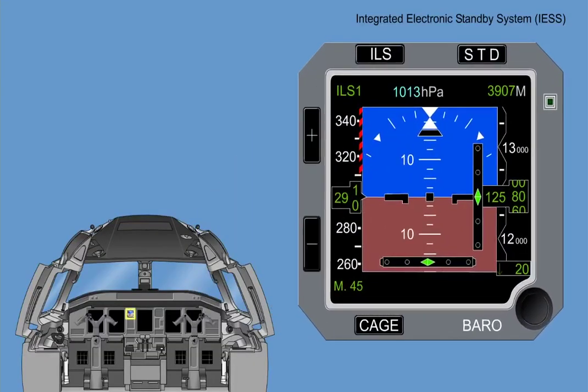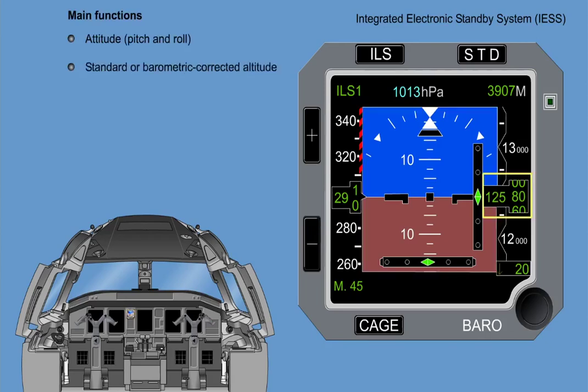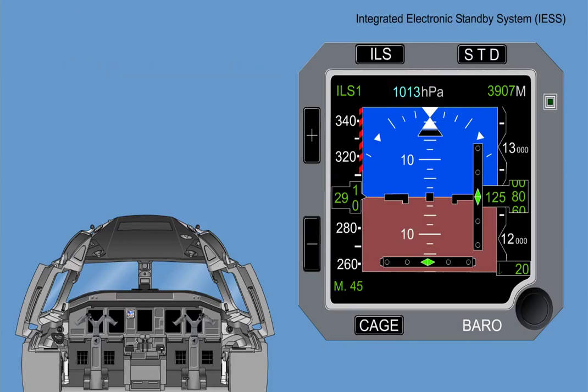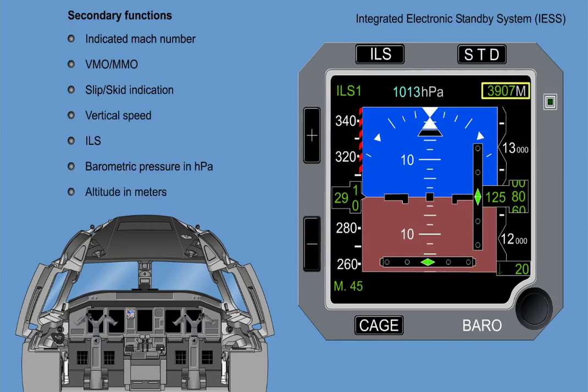The Integrated Electronic Standby System, IESS, permits the computation and the display of the three main functions, should the main instruments fail: attitude, pitch and roll, standard or barometric corrected altitude and associated barometric pressure, indicated airspeed. In addition, the IESS provides the following secondary functions or displays: indicated Mach number, VMO, MMO, slip skid indication, vertical speed, ILS, barometric pressure in hectopascal, and altitude in meters.